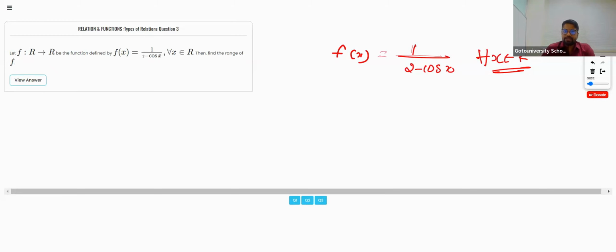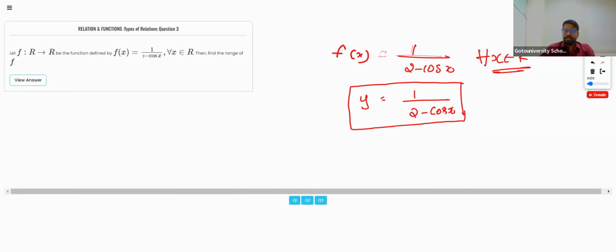So let us take this as y. I need to know what values y can take. The values y can take depend upon what x can take, what cos x can take. What are the values cos x can take? The highest value cos x can take is plus 1, and the lowest value cos x can take is minus 1. Yes or no? We know the values of the cos function. The range of the cos function is minus 1 to plus 1.